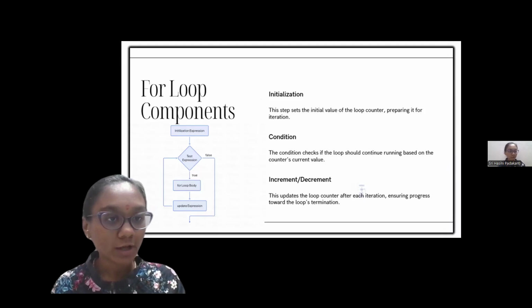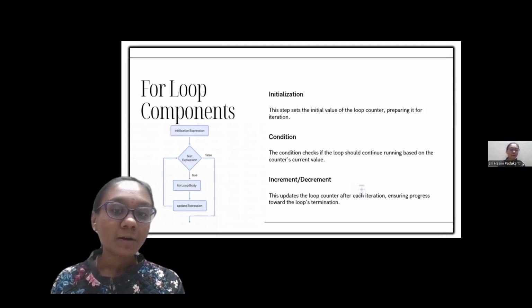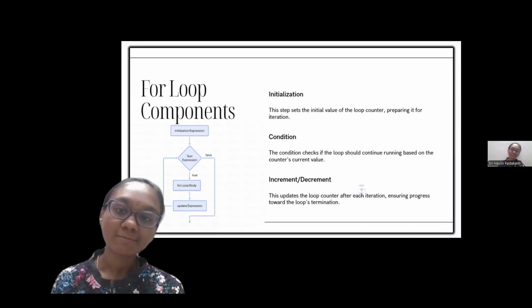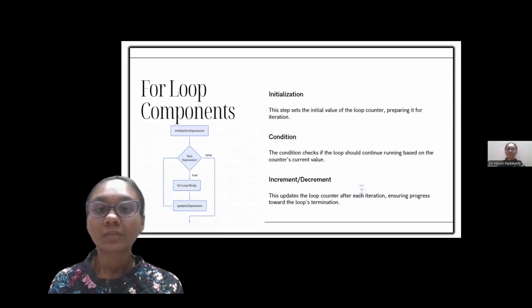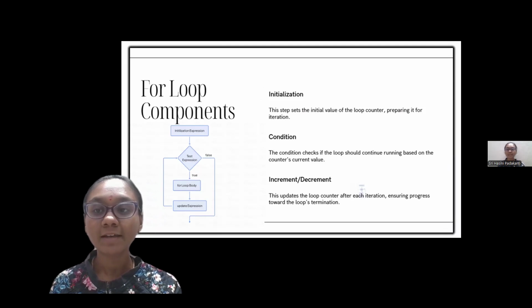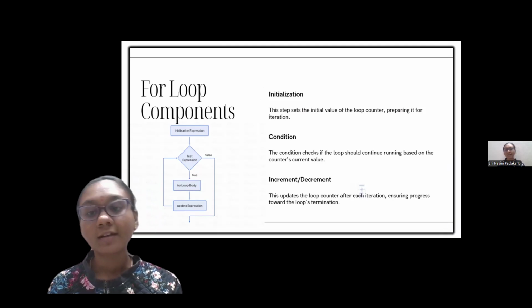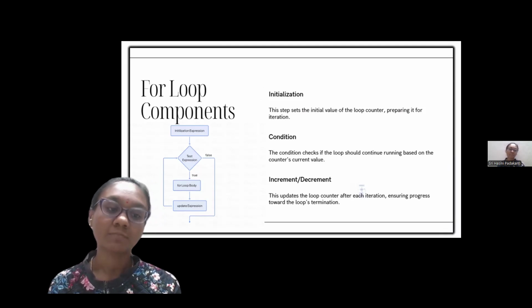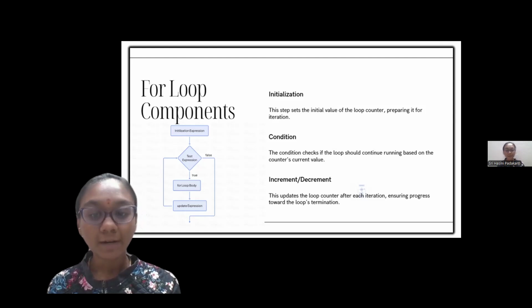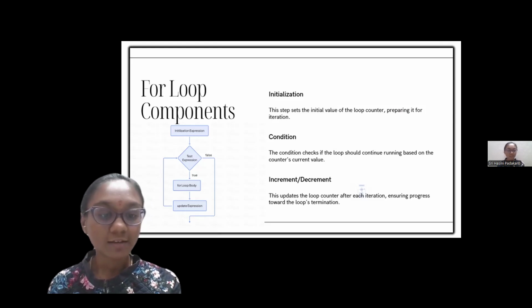Let's have a brief look at for loop components. Firstly, initialization. At this step, it will initialize some value or assign some value to a variable and prepare it for iteration. Condition will check the loop, and based on that condition, it will enter into the block. After executing the block statements, it will increment or decrement based on the program.